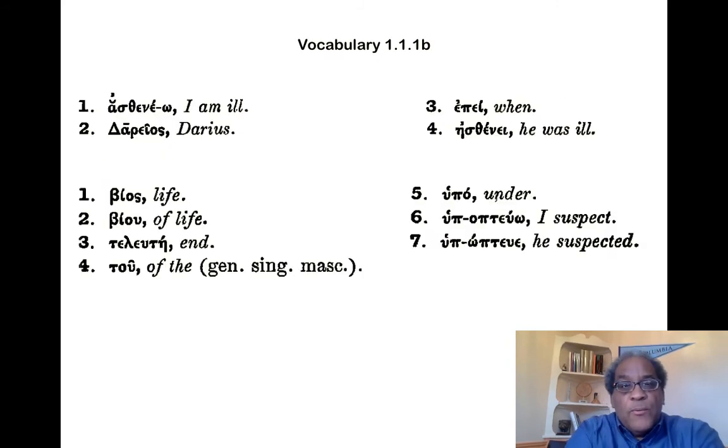So our next group of vocabulary: astheneo, Dareios, epei, esthenei, bios, biou, teleute, tou, hupo, hupopteuo, and hupopteue.